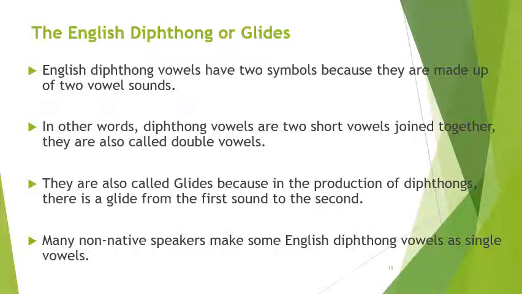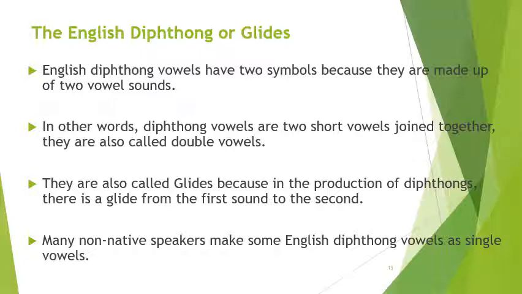And there is a glide from the first one to the second one. Therefore, they have 2 vowel symbols. In other words, diphthong vowels are 2 short vowels joined together. They are also called double vowels because, as I said, we have them as short vowels and they are combined together to give 1 vowel sound. And they are found in certain words like fine. We'll see that in the coming slides.